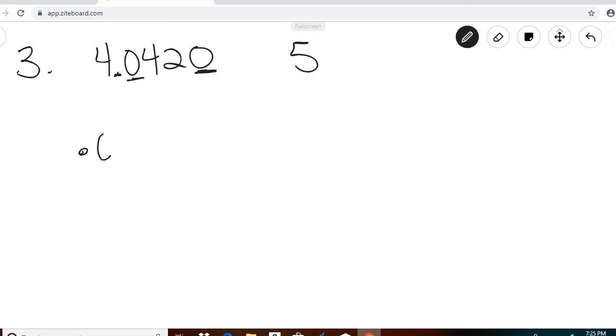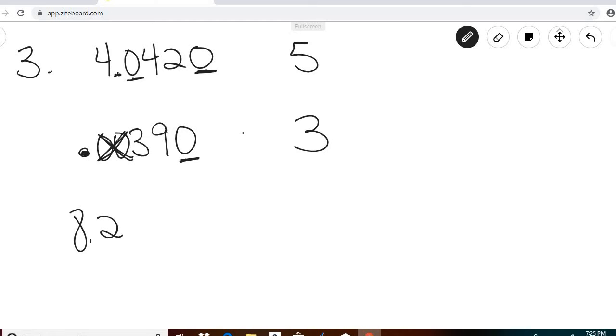The next one is 0.00390. These two zeros are not significant. They're to the right of the decimal place, but they're not at the end. So they are not significant. This one is significant because it's to the right of the decimal place and at the end. So that has 3 significant figures.